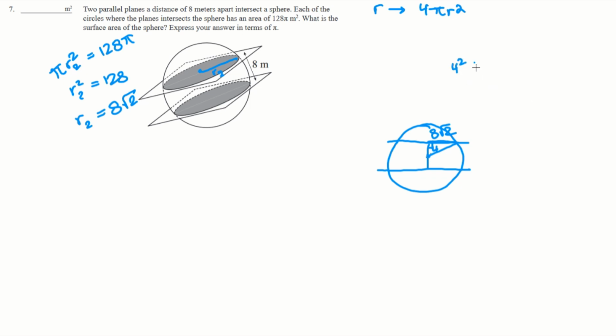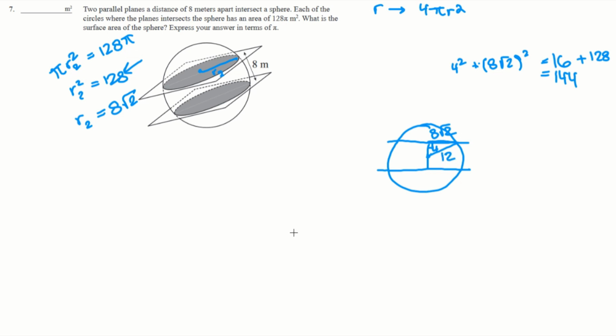So 4 squared plus 8 root 2 squared equals, well, 4 squared is 16, and 8 root 2 squared we see over here is 128. So this is equal to 144. That means the sphere's radius is 12 meters.